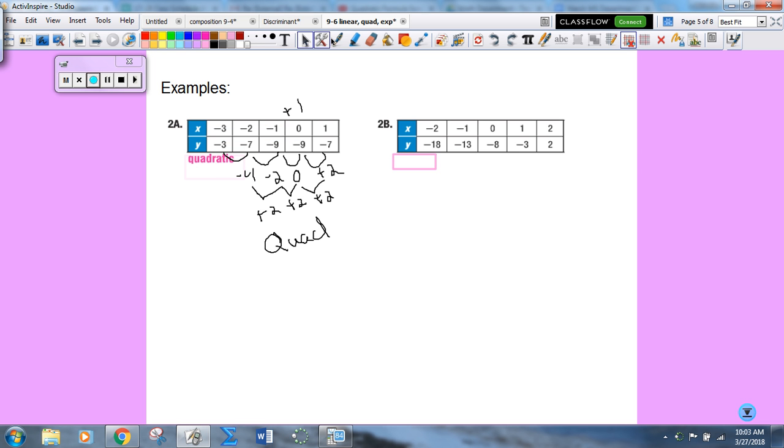So try this one. So again, check out x plus 1. -18 to -13, I subtract 5. -13 to -8, subtract 5. -8 to -3, these are add 5, sorry. Add 5. -3 to 2, add 5. It's linear because it has a constant rate of change.